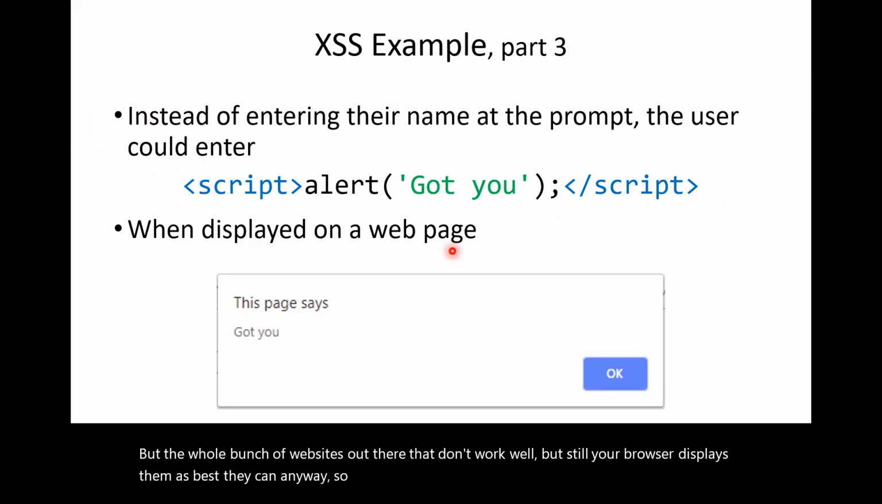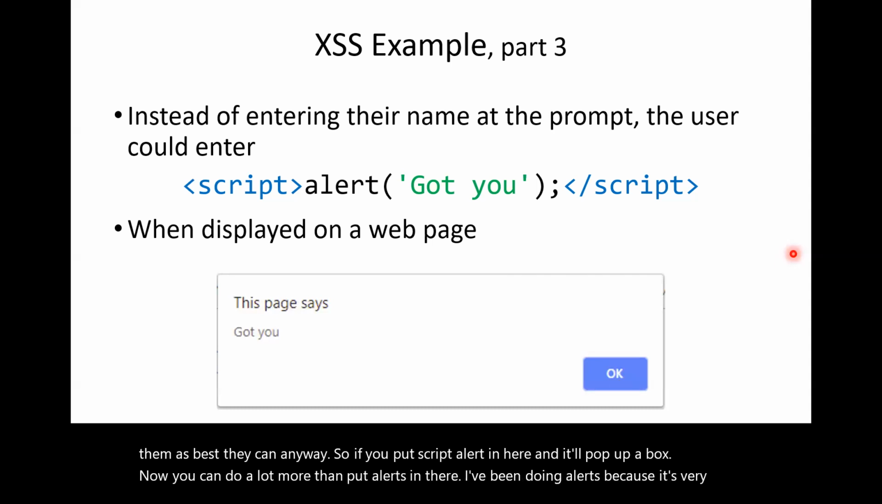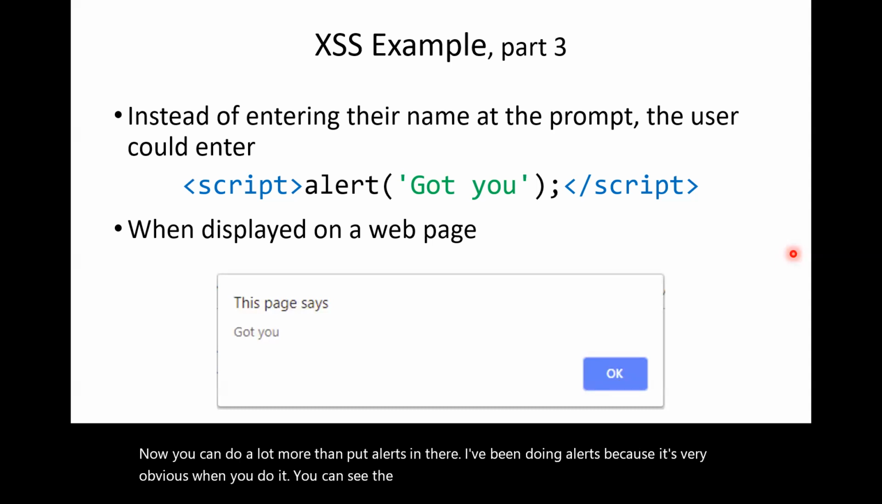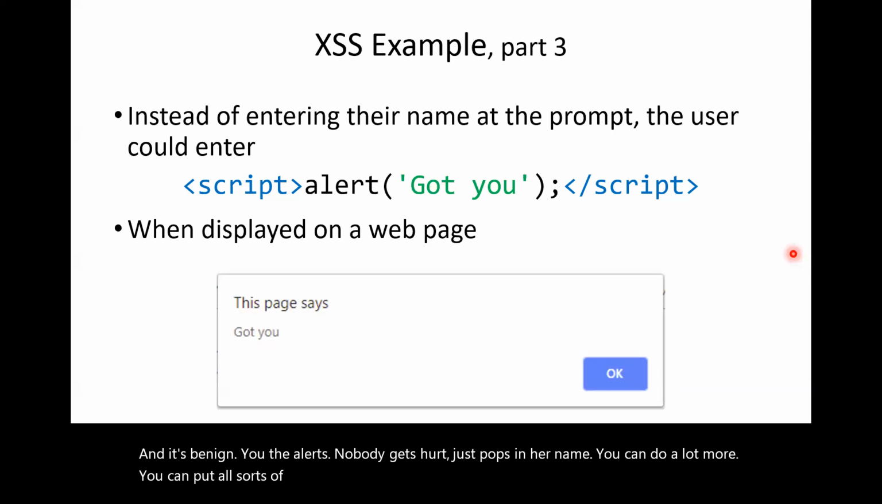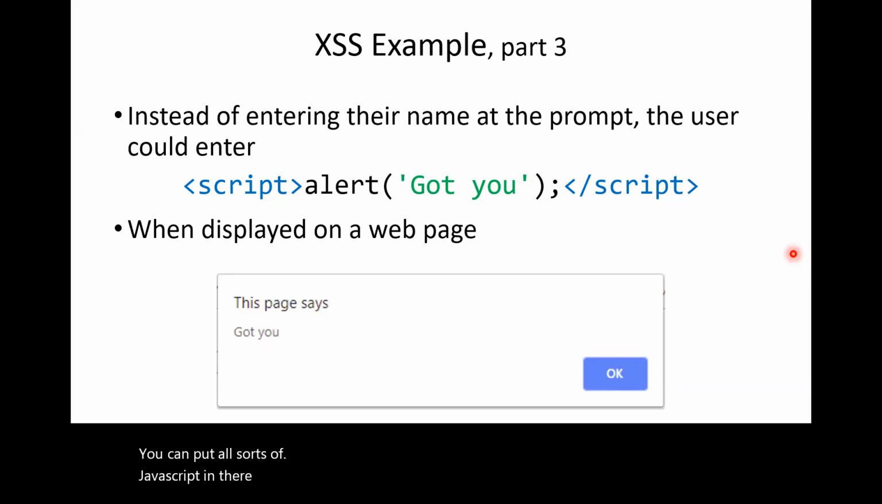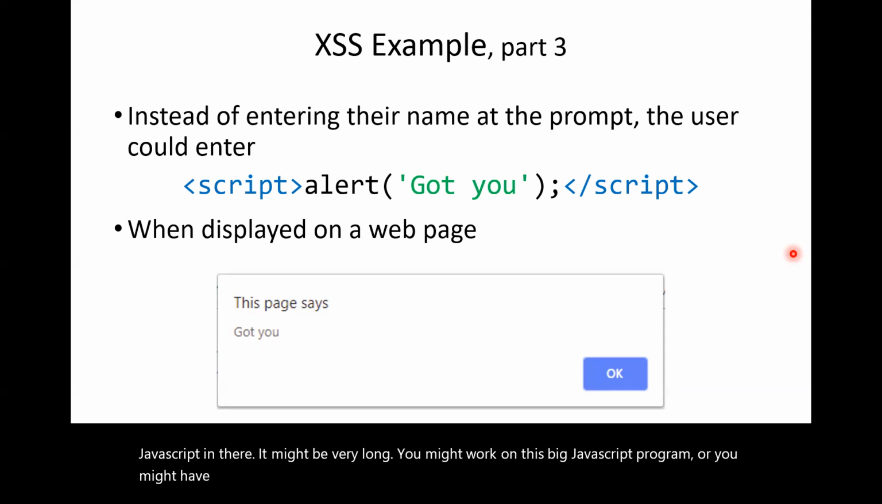Anyway, if you put script alert in here, it'll pop up a box. Now you can do a lot more than put alerts in there. I've been doing alerts because it's very obvious when you do it. You can see, aha, the box popped up. You can see that it did something other than just take your name. And it's benign. You do the alerts, nobody gets hurt, it just pops up your name. You can do a lot more. You can put all sorts of JavaScript in there. It might be very long. You might work on this big JavaScript program, or you might have a JavaScript where you pull in the script for another website.